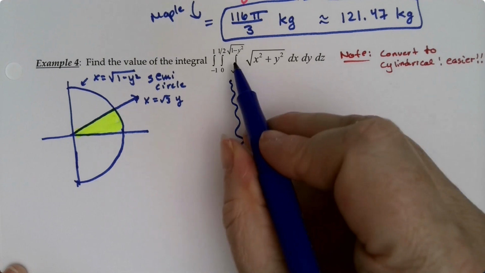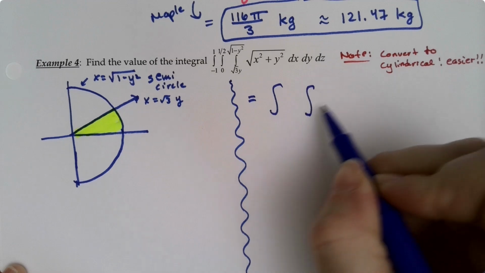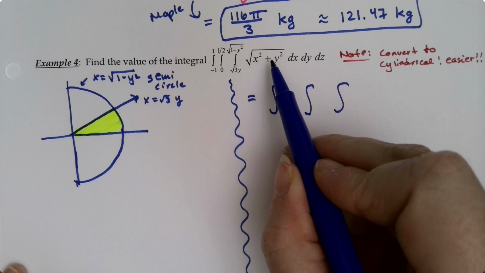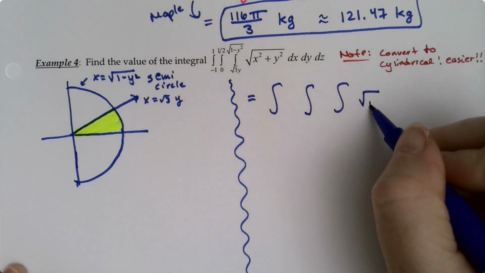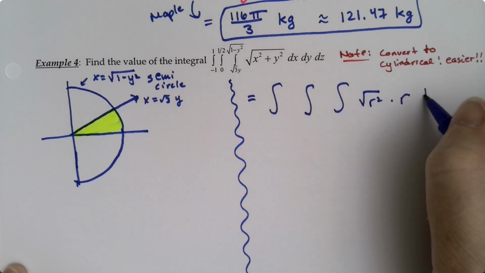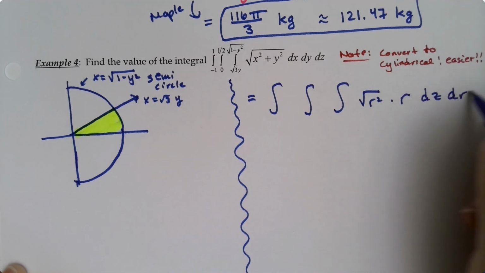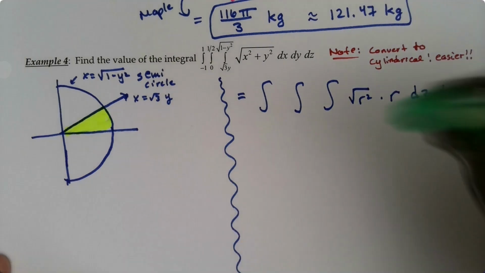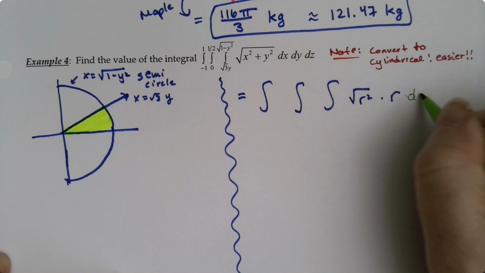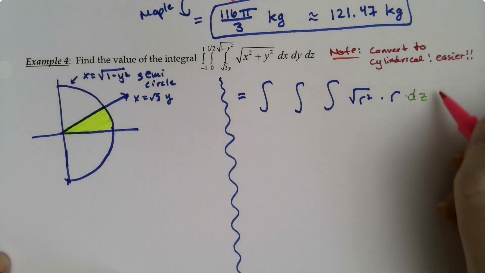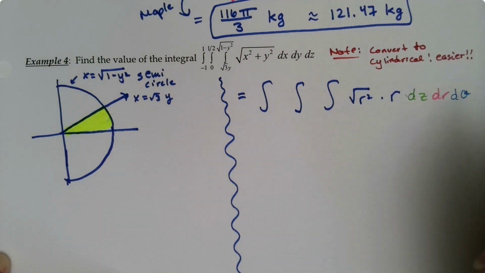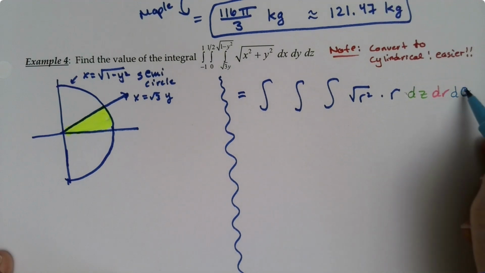All right, so I'm going to rewrite this triple integral. I'm going to start by rewriting this as the square root of r squared. All right, so that's the square root of r squared. And I'm going to convert it. So it's times r, and then dz, dr, d theta. Oh, and I want to use different colors. Sorry. Okay, so dz will be in green, dr will be in pink, and d theta will be in the light blue. Okay, so, oops, theta. There we go.